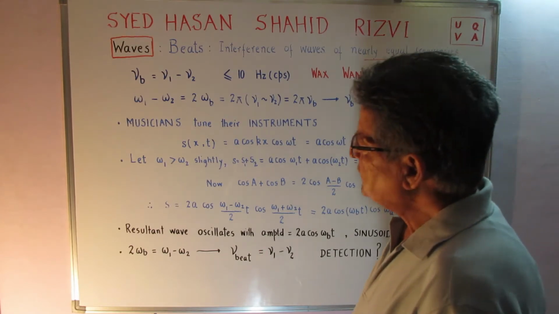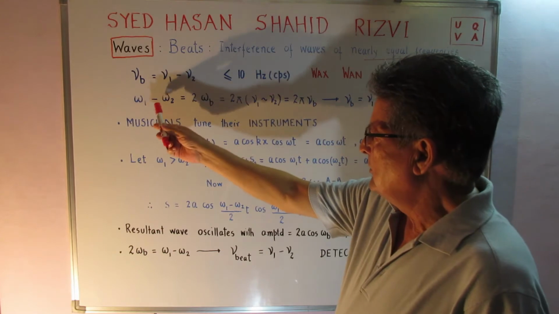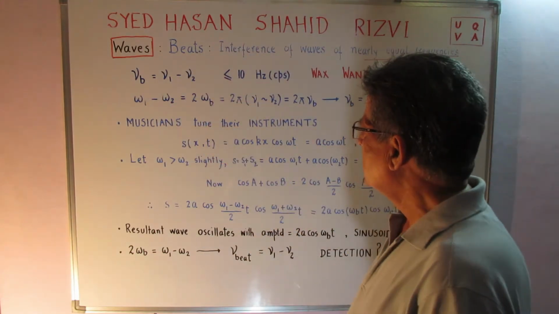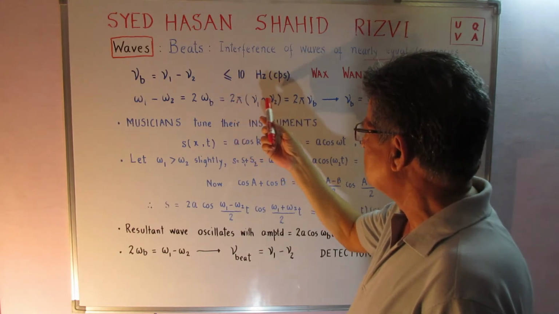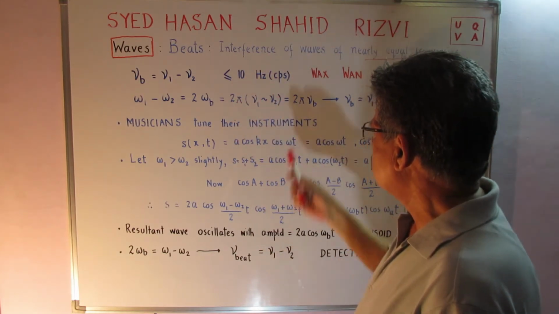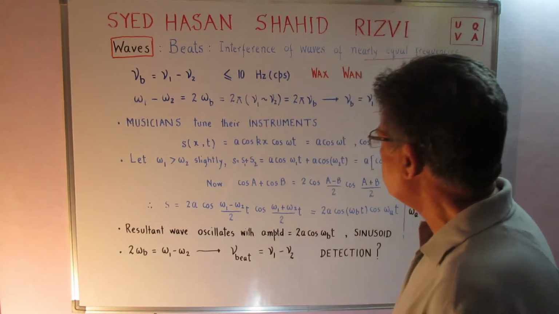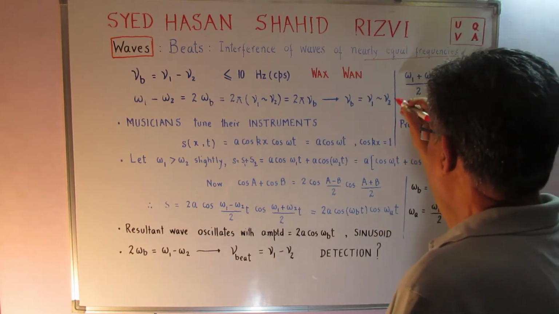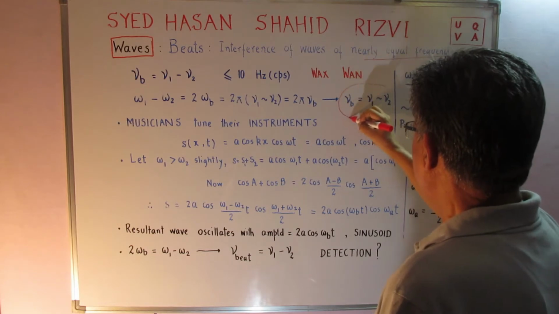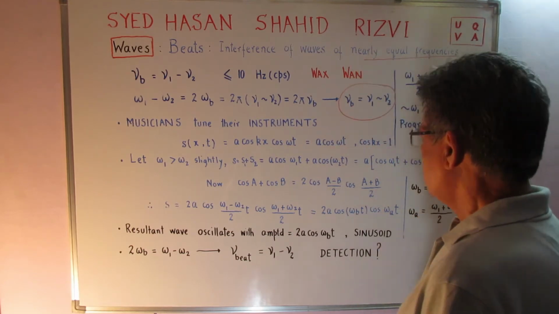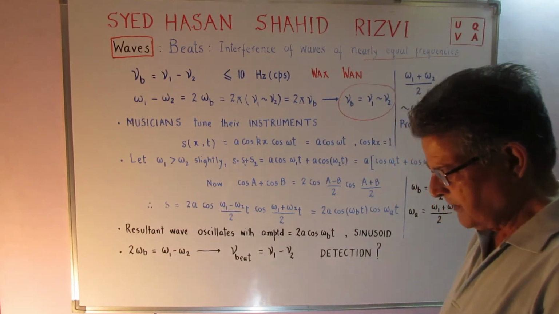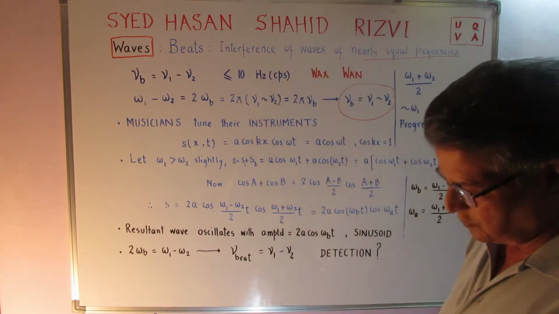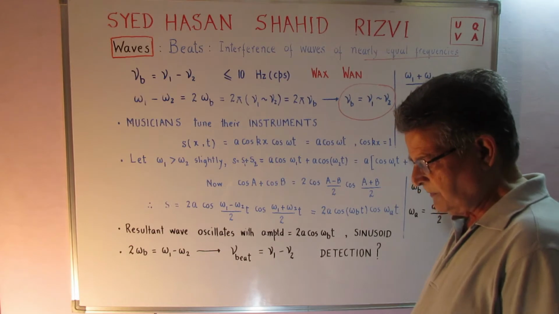There are two frequencies, omega 1 minus omega 2 is equal to 2 omega b, which is equal to 2 pi times the difference of the two frequencies, and this is what we call 2 pi into nu beat. So the frequency of the beat is very small, equal to the difference of the two frequencies. Normally, as I told you, 10 hertz.